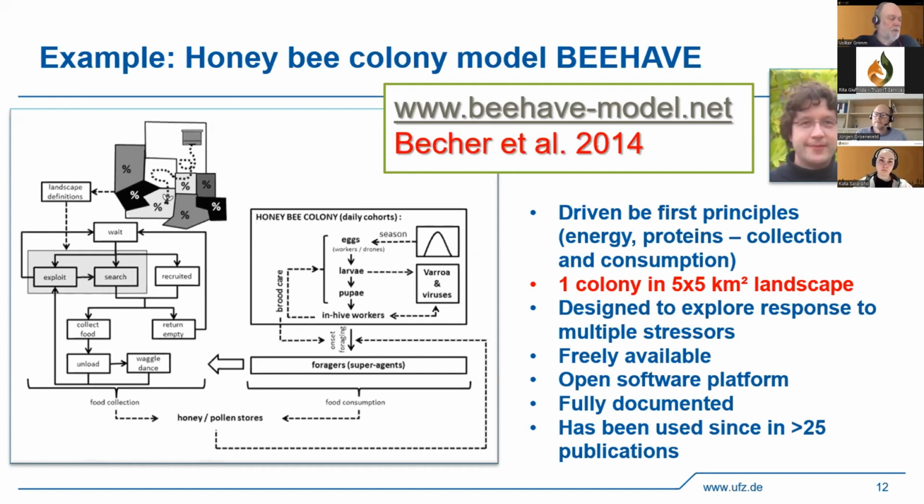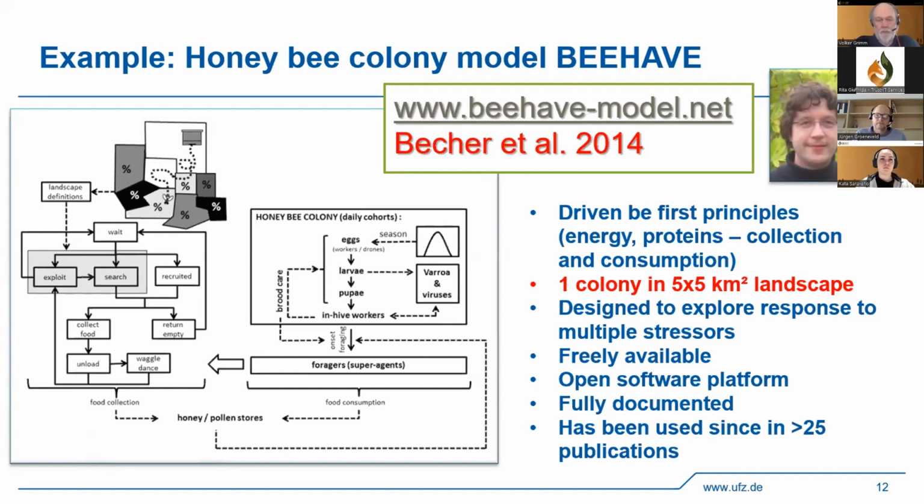And to be able to serve this purpose, representing multiple stressors, the model is driven by first principles. So by collecting nectar and pollen to have energy and proteins, and then consume it for all these things that honeybees are doing. So the model is very complex. It took Matthias almost 4 years to develop and test it thoroughly. It represents 1 honeybee colony in a landscape. You can have artificial landscapes, but you can also import data representing the flowering fields in a radius of about 5 kilometers.